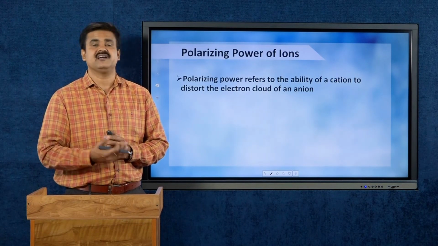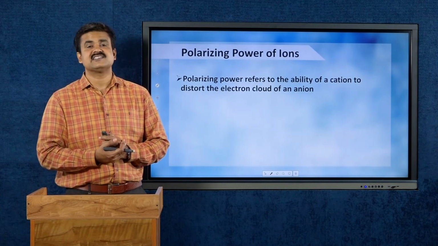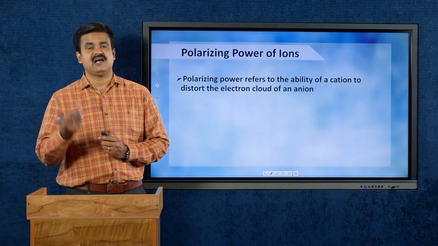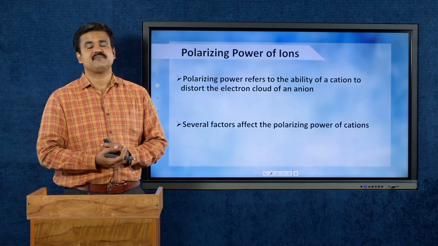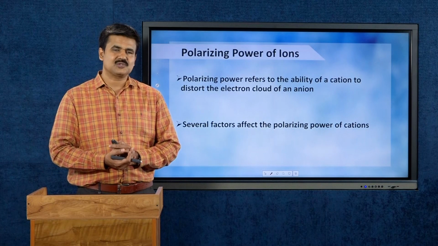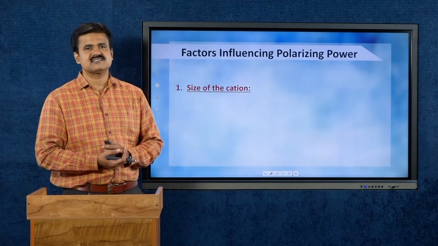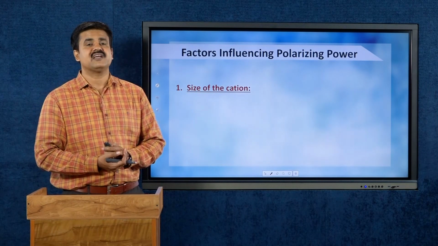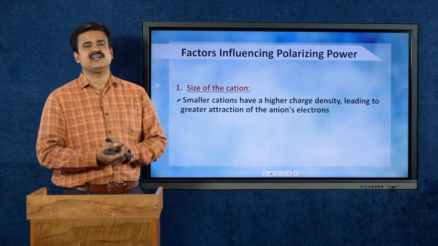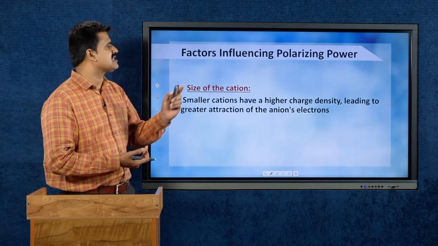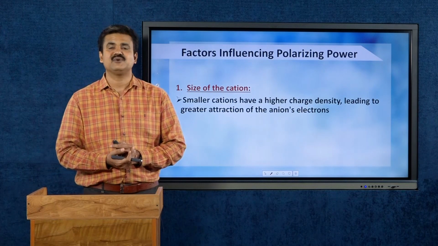Polarizing power of a cation refers to the ability of that ion to distort the electron density or electron cloud of an anion. Several factors affect the polarizing power of cations. Now, let us go through what are such factors. The factors that influence polarizing power of cations are: number one, size of the cation. Smaller cations have higher charge density, leading to greater attraction of the anion's electrons.